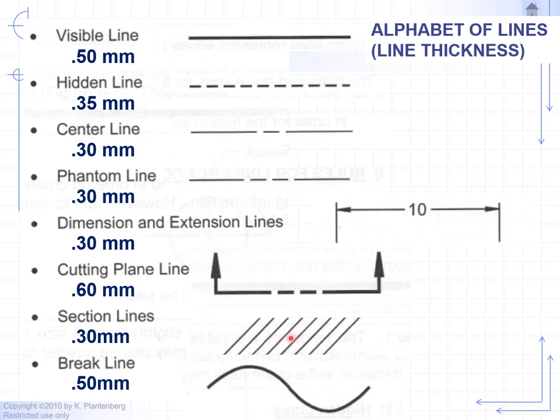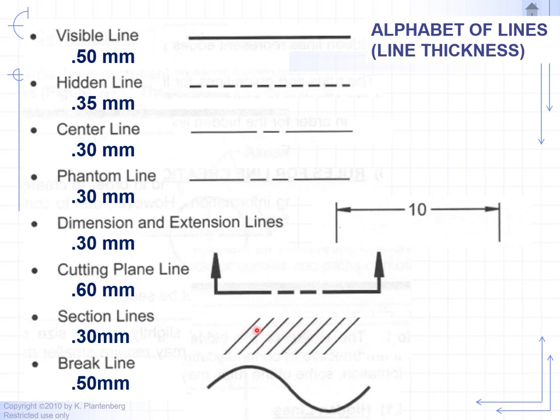Next is section lines. So when we do a section cut, remember we leave teeth marks when we cut through a piece of metal, aluminum, wood, cheese. You can see the teeth marks where it cuts through the solid. So section lines are 0.30 millimeters in thickness, and we tend to angle the pattern so that we don't mix them up with any of the hidden center lines, dimension lines. So we tend to give it an angle so it can stand out on its own.